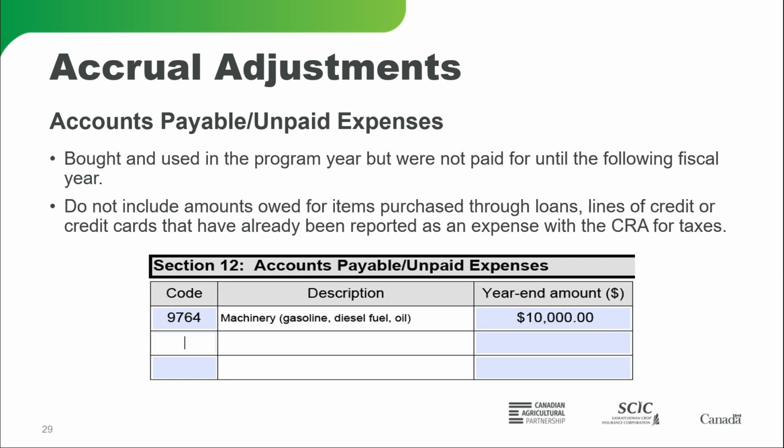And the last one to talk about here is accounts payable, or unpaid expenses. So you've bought and used them in the program year, but haven't paid for them by the end of your fiscal year. That dollar amount needs to be reported to AgriStability. And make sure you don't include any amounts that you owe for items purchased through loans or lines of credit or credit cards, because those have already been reported as an expense with CRA on your taxes.